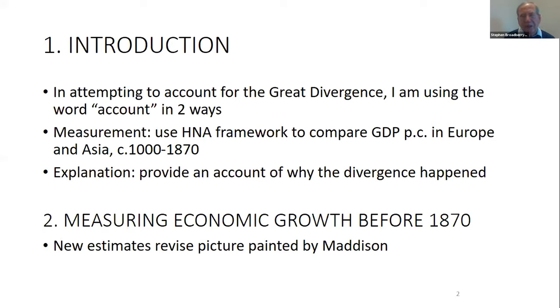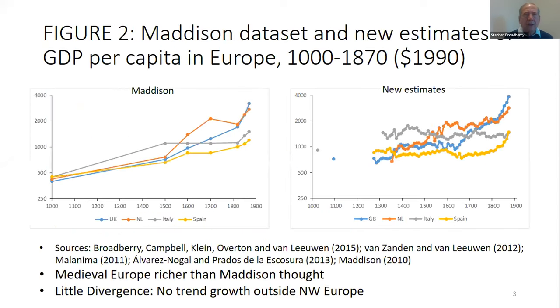The approach I'm going to take here is to emphasize the differences that have emerged from the work of Angus Maddison. Angus Maddison produced the first estimates of GDP per capita covering the second millennium. And I want to see how the more recent estimates differ from that. This first figure sets out on the left-hand side the estimates of Angus Maddison, and over on the right-hand side, the new estimates by various authors.